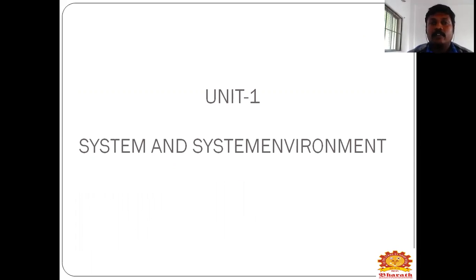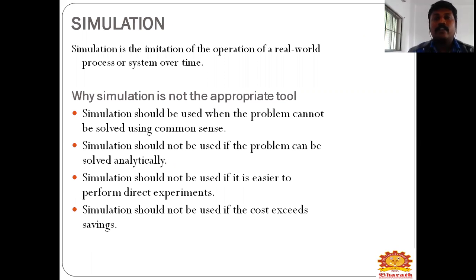In the first unit, you are going to see what is a system and the system environment, and what are the examples for simulation and why, where simulation will be used. First of all, we will be seeing what is a simulation. Simulation is the imitation of the operation of a real world process or system over time.